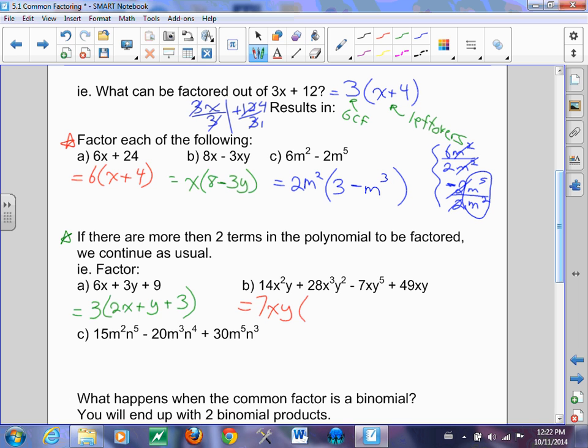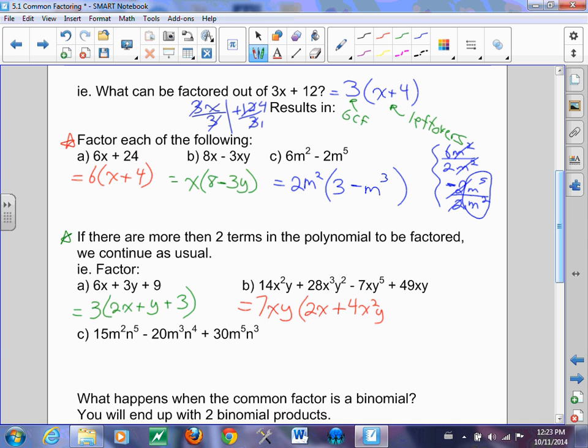Follow me on how you do this, folks. We've got a negative divided by a positive, that's a negative. 14 divided by 7 is 2. X squared divided by x is just x, and the y's cancel out. Next term. Positive divided by a positive is a positive. 28 divided by 7 is 4. X to the power 3 divided by x is x squared. Y squared divided by y is just y.